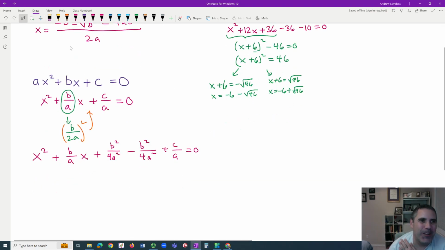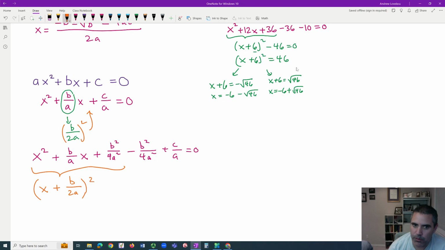All right, and now we're going to finish the solving. Because we did this, this is a perfect square, and this is the number that's going to be in there. So it's going to be x plus b over 2a, squared. That's lovely. And then just like we did here, I'm going to move the 46 to the other side. So I'm going to move this to the other side.